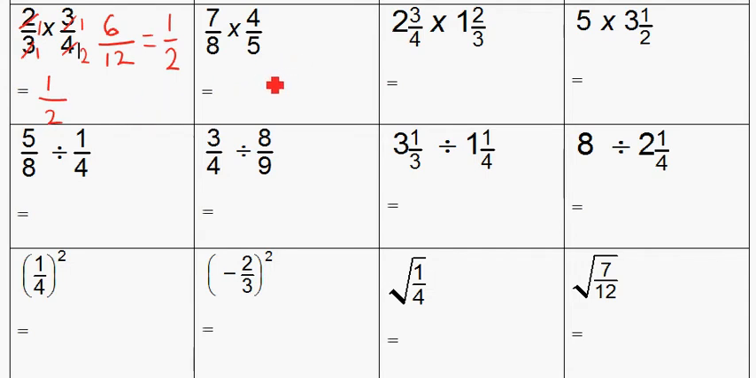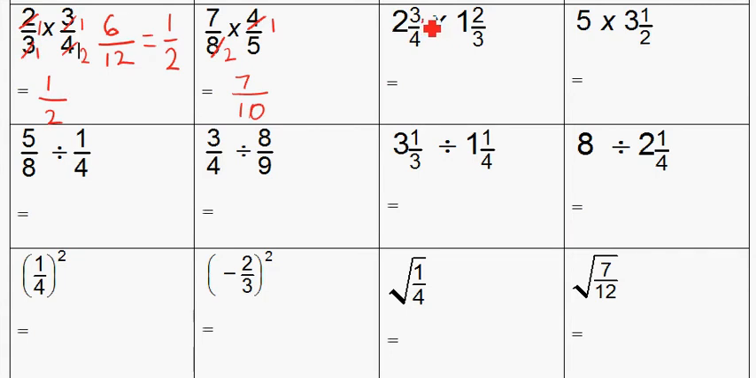If we try the second one, let's do some simplifying first. You can see there's a common factor of 4. 4's into 4 go once, 4's into 8 go twice. And now we can multiply. 7 times 1 is 7, and 2 times 5 is 10. Okay, on to the third one.